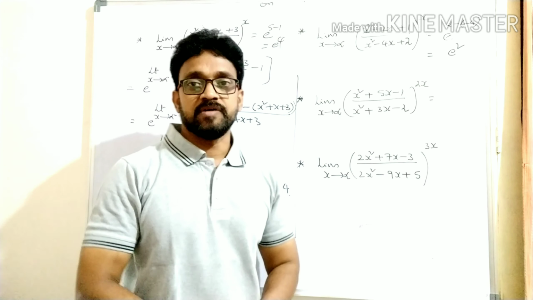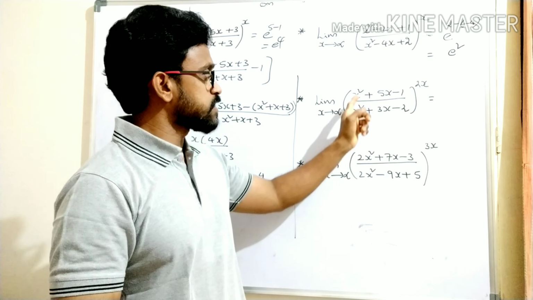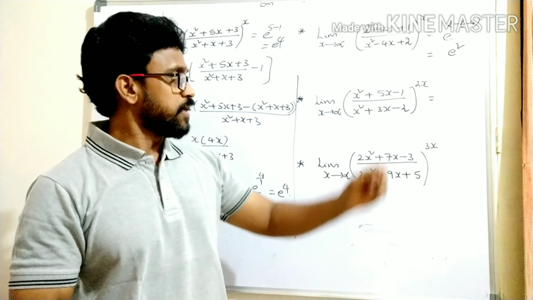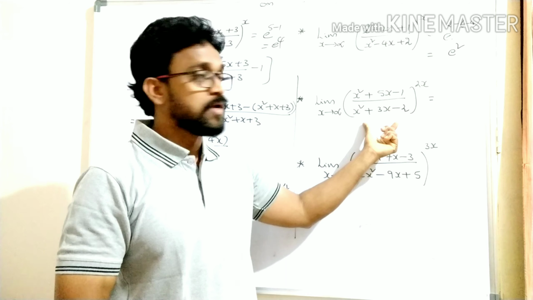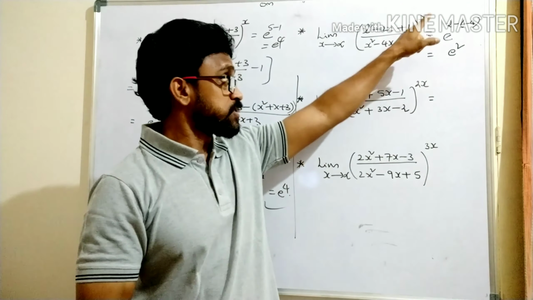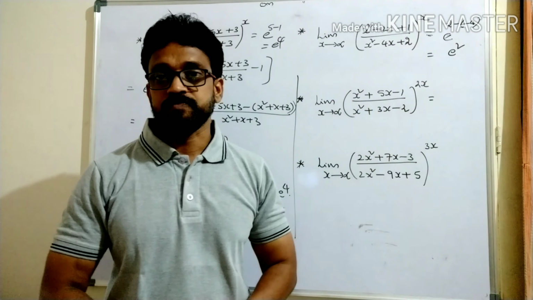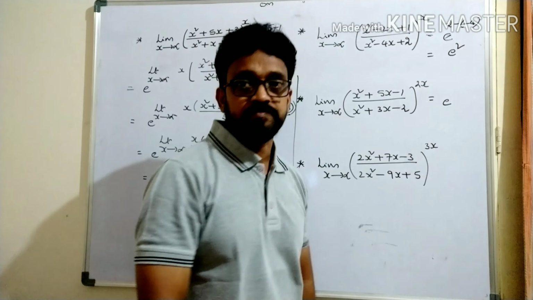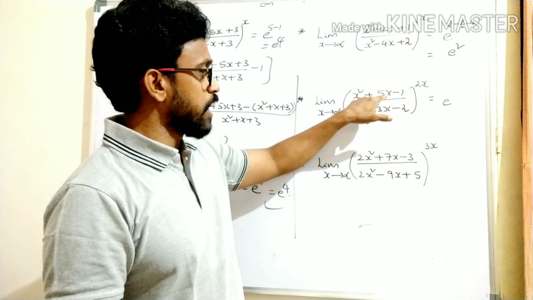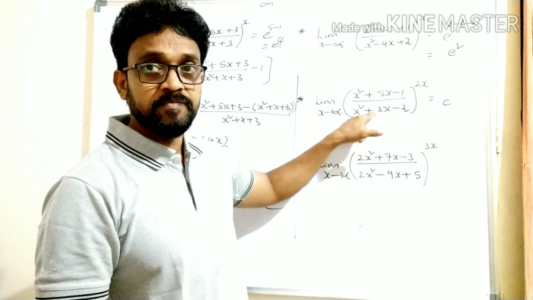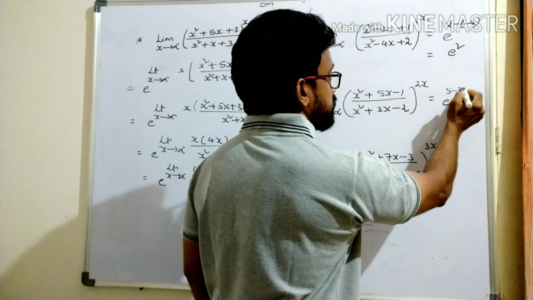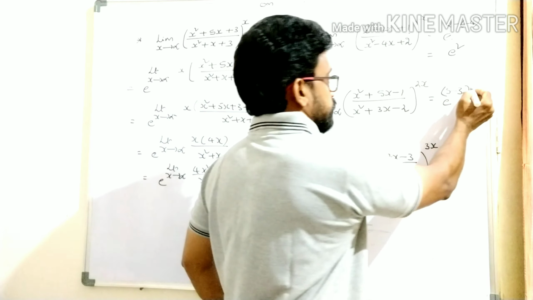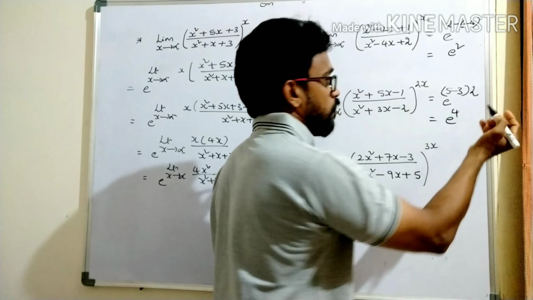Again, one more question. Observe the limit x tends to infinity of (x square plus 5x minus 1) by (x square plus 3x minus 2), whole power 2x. Very clearly, this is a quadratic expression by a quadratic expression, but the power is linear. In the previous question the power's x coefficient was 1; here it is 2. Of course, the same procedure applies. Simply in a single step: e power, same technique, the x coefficient from the numerator is 5, from the denominator 3. So e power (5 minus 3) into the x coefficient of the linear power, which is 2. So finally e power 4 is our answer.